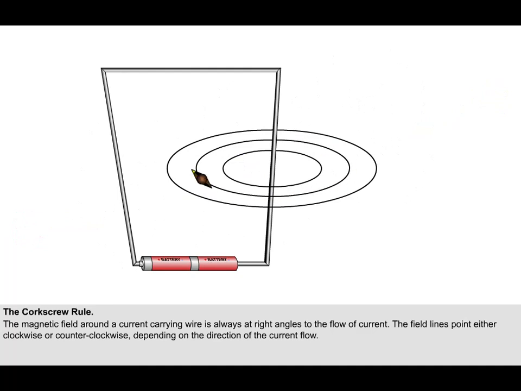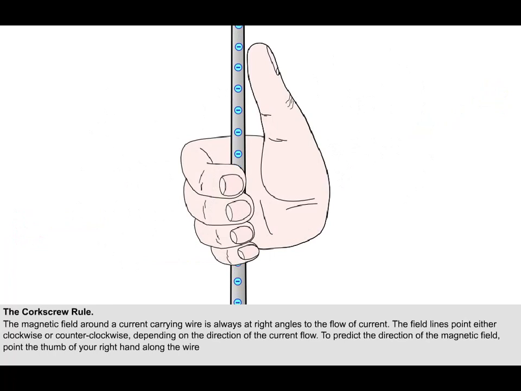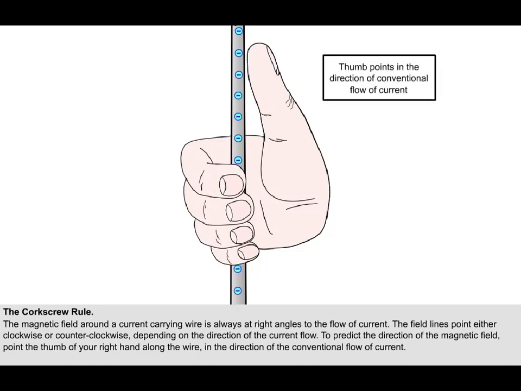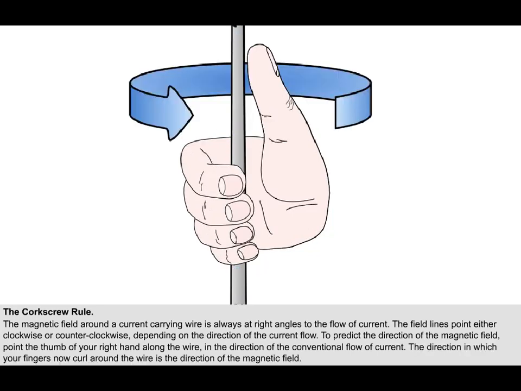The magnetic field lines always point in a specific direction around the wire, either clockwise or counterclockwise, depending on the direction of the current flow in the wire. A good technique to predict the direction of the magnetic field around a wire is to point the thumb of your right hand along the wire in the direction of the conventional flow of current. Remember, that is the opposite direction to the electron flow. The direction in which your fingers now naturally curl around the wire is the direction of the magnetic field.